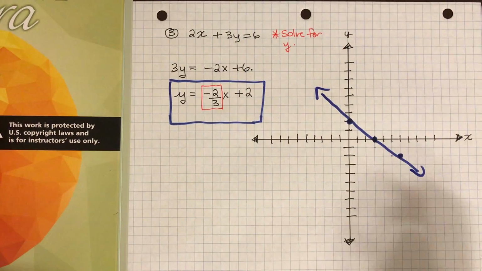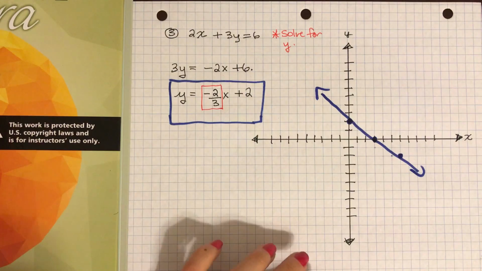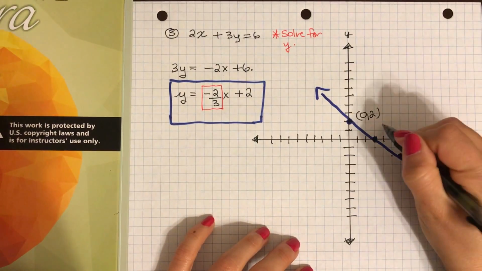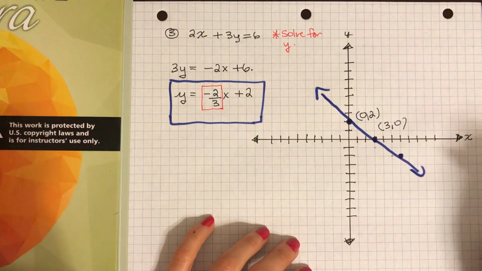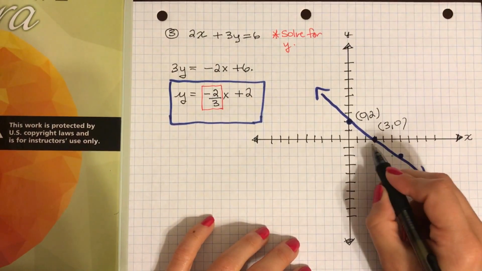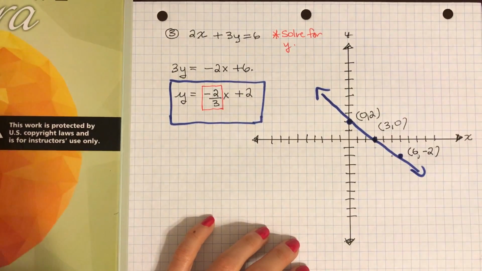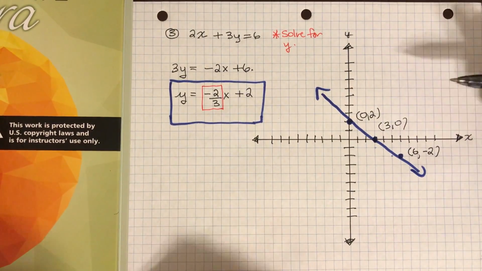The last thing I want to do is just label the ordered pairs I have. So that's 0, 2. That's going to be 3, 0. And this one is going to be 6, -2. And so we have our 3 points and we have our graph.